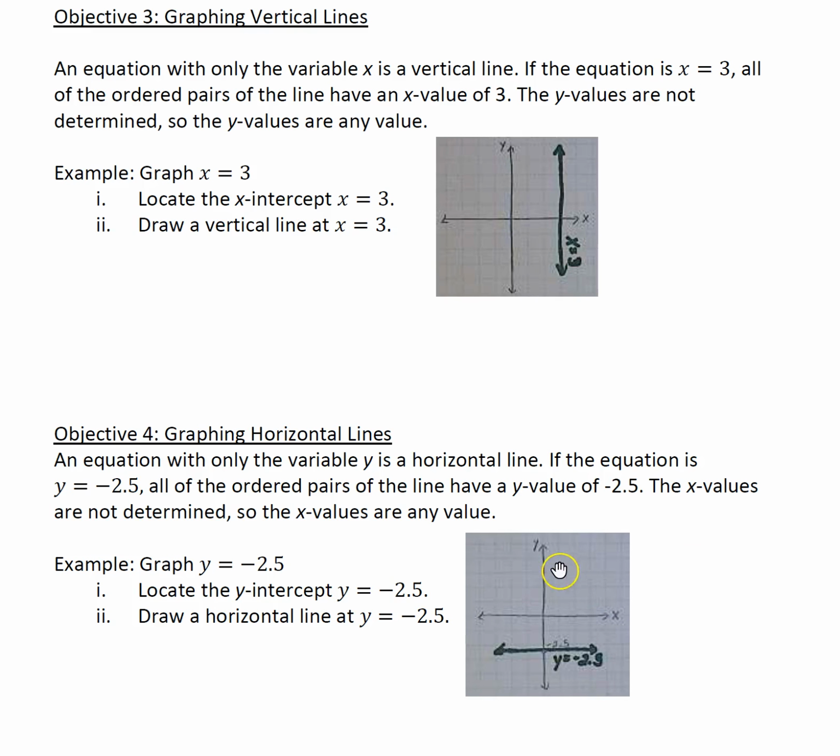I come onto the y-axis, I locate the y-intercept of negative 2.5. I draw a horizontal line so that all the y values of those ordered pairs on that line are negative 2.5. And I'm done graphing the horizontal line.